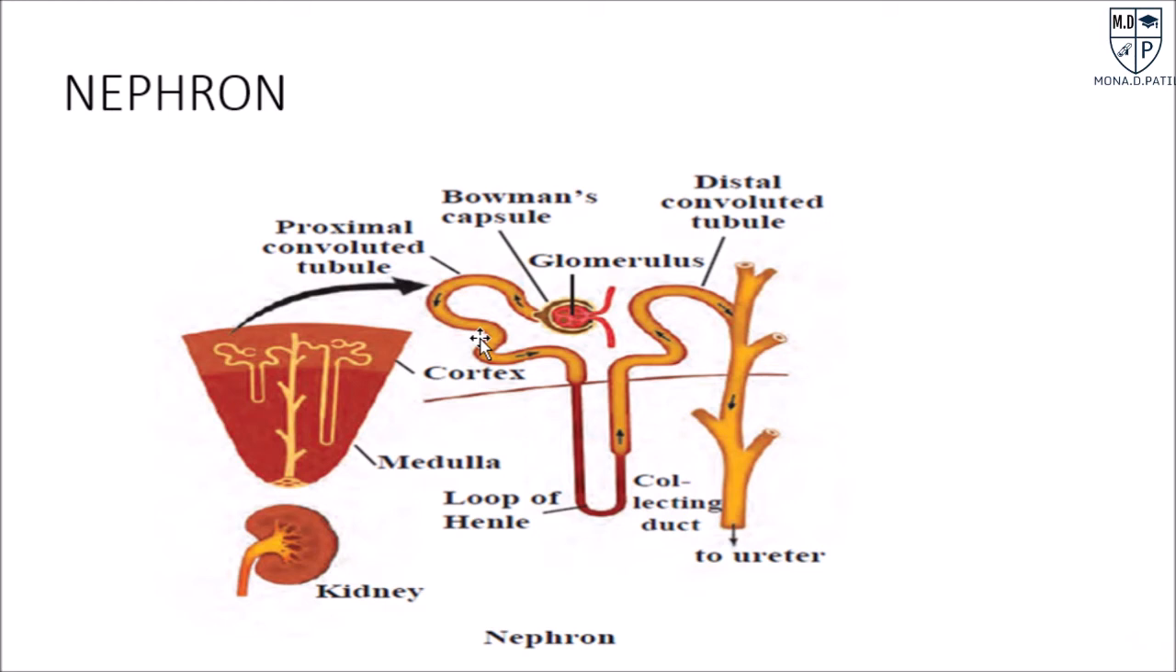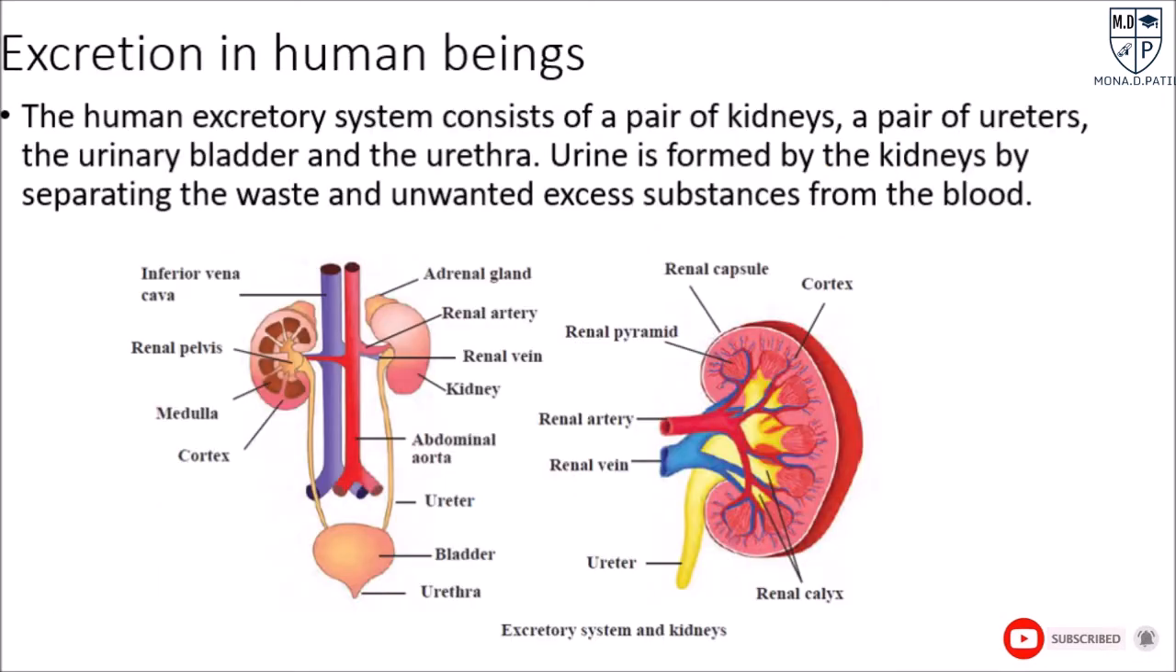Here, molecules of water and some other useful substances are reabsorbed into the blood. Urine is formed from the remaining solution, which is full of waste material. The urine is carried by the ureters and stored in the urinary bladder. So it comes from this collecting duct and goes into the ureters. In the previous diagram, you can see these are the ureters. Then afterward, urine is given out through the urethra.